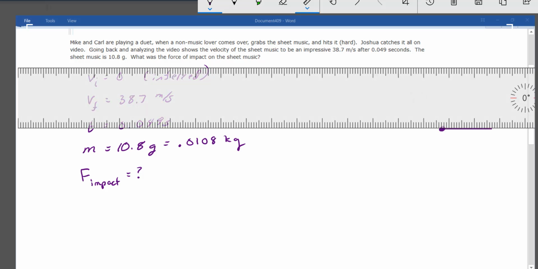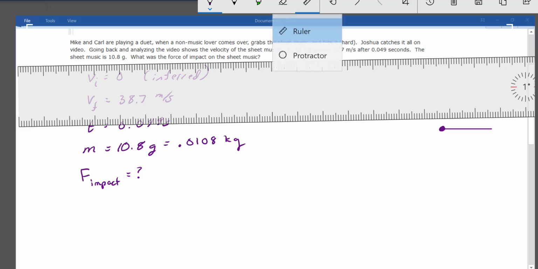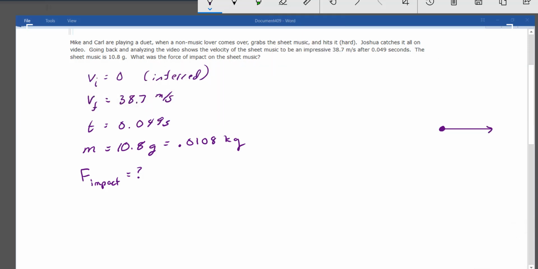So again, we start with a free body diagram, the dot representing the music, and of course I have the person hitting it, the force of impact. That's a horizontal force. In addition to that force of impact, we also have the force of gravity on the music, and the music is flying through the air at this point, so there's really no normal force, but we're not going to analyze the Y forces. We're just going to look at the X forces.